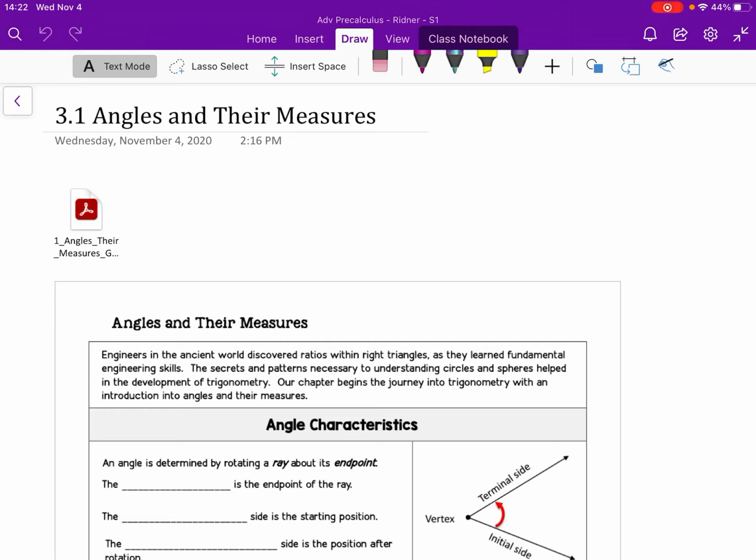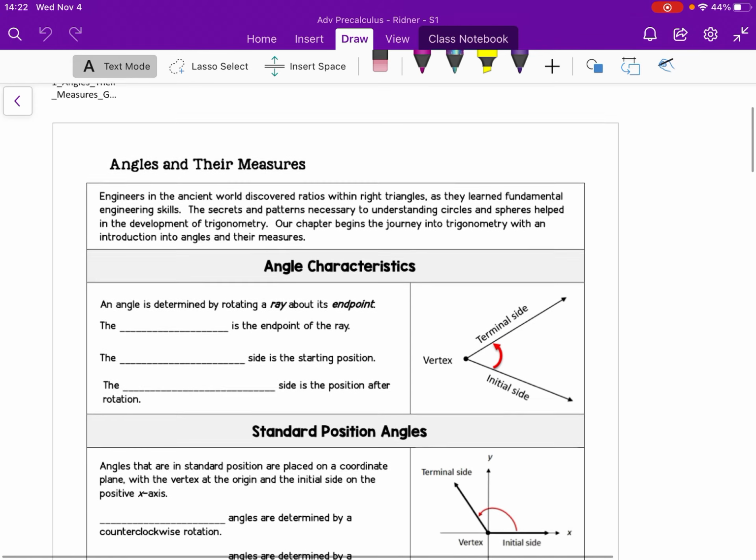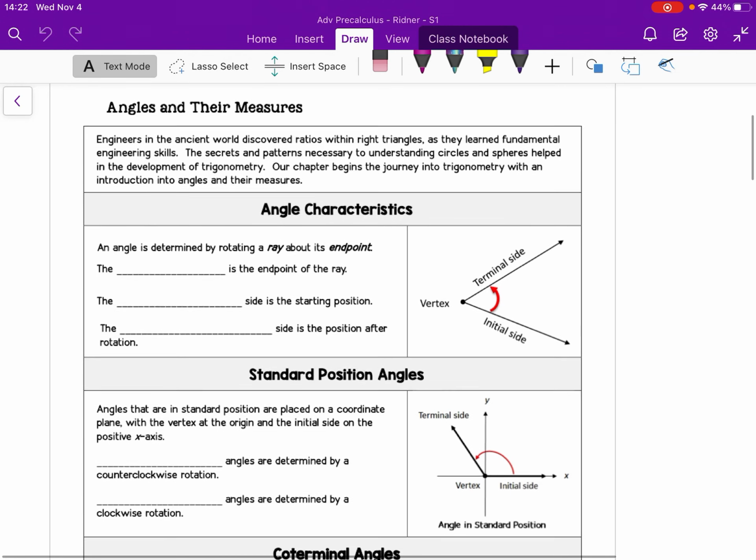If you've ever seen sine, cosine, tangent, we're going to do that a whole lot. Something called the unit circle is going to come into play as well. So let's get started. We're going to talk about angle characteristics.